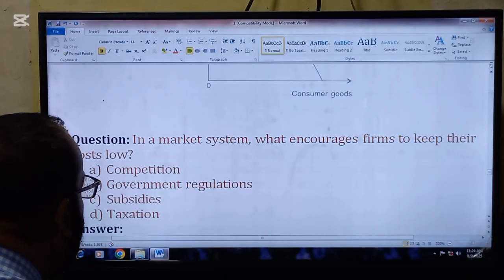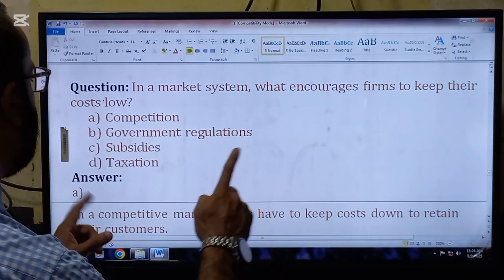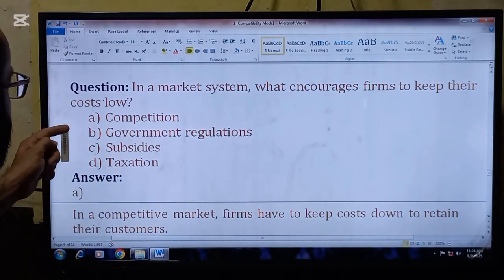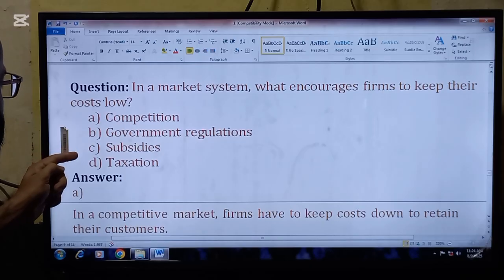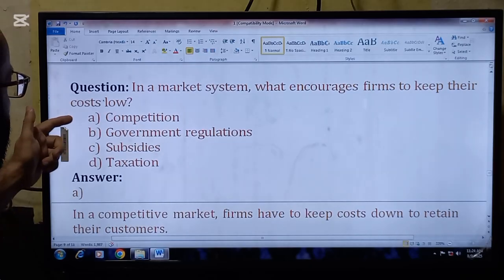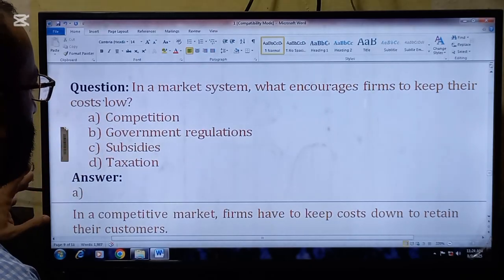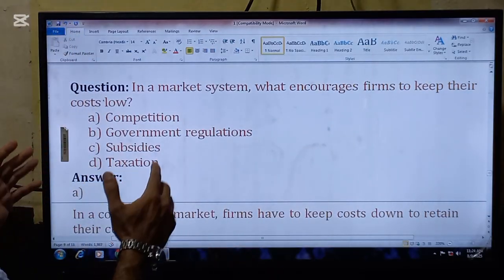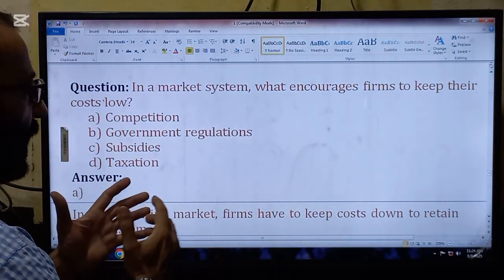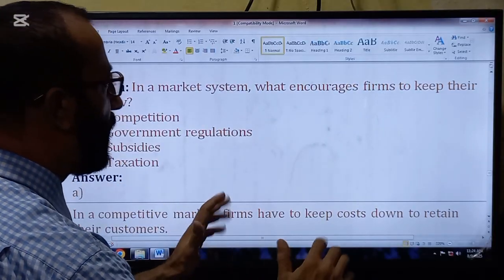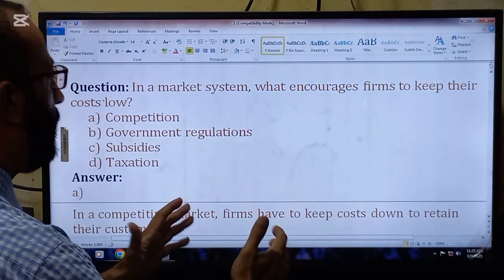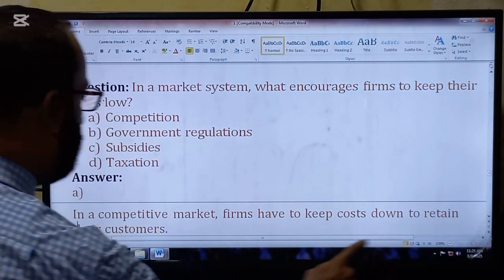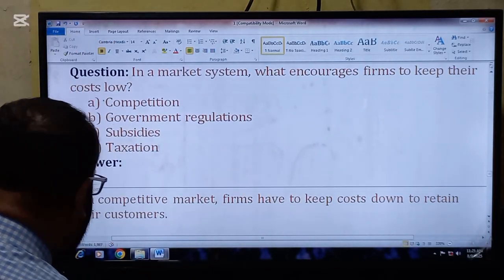Here is a question. In a market system, what encourages firms to keep their costs low? A is competition, B government regulations, C subsidies, and D taxation. So definitely A is the answer, that is competition. Competition encourages firms to keep their costs low, because in this way they give a tough time to their rivals and can earn maximum profit. So in a competitive market, firms have to keep costs down to retain their customers.